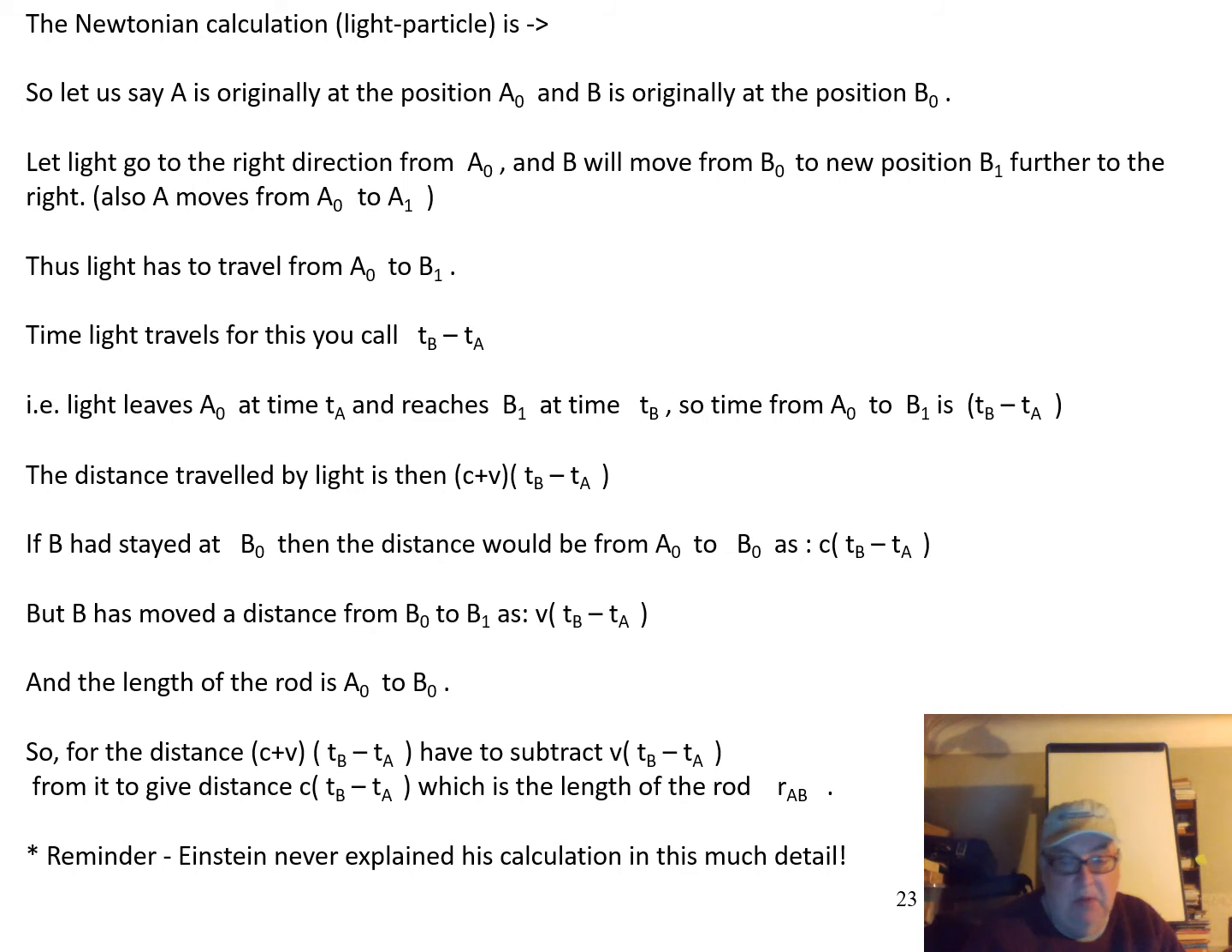and that would have given the equation of just c times the time interval of T subscript B minus T subscript A. But light has moved a further distance, which is from B subscript 0 to B subscript 1, and that is the velocity v times the time interval. So we can form the equation for the length of the rod R subscript AB. And as a reminder, Einstein never explained any of this in detail in his special relativity paper.